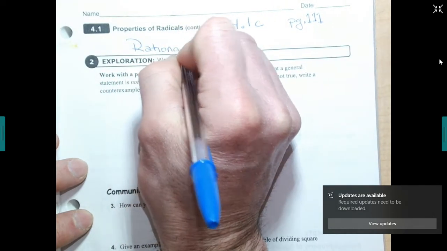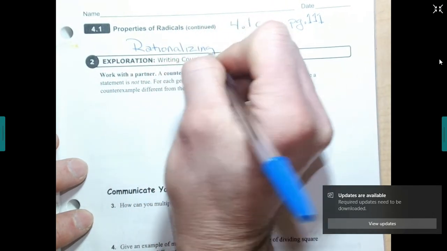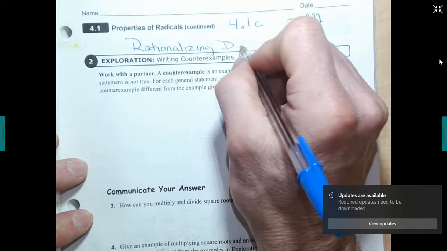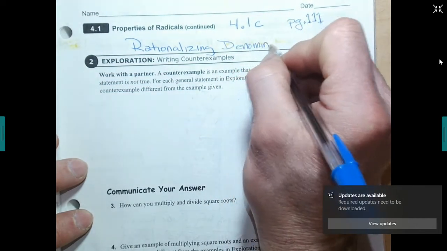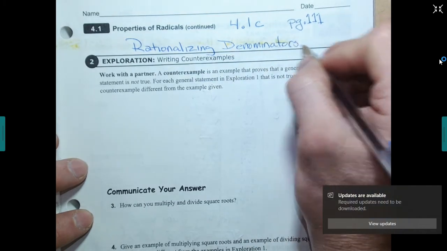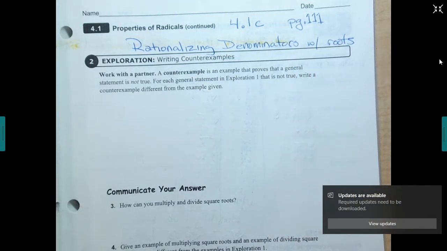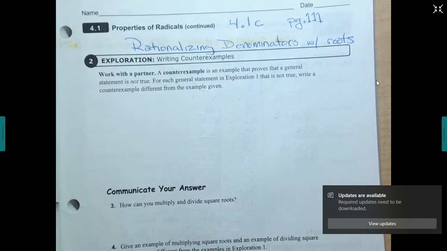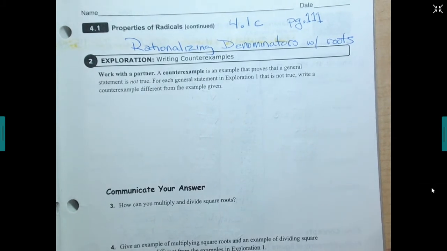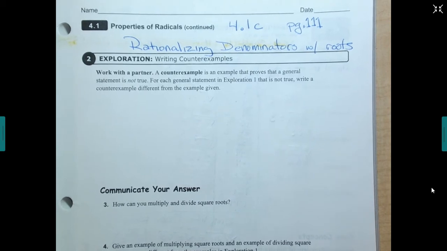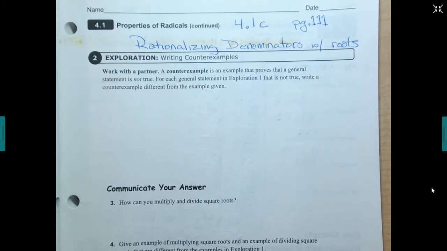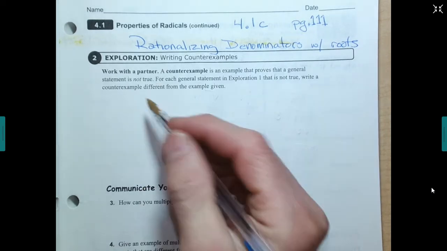Rationalizing denominators with roots. Rationalizing denominators with roots. All right, so what does that look like? Well, let's just do a quick review of what we do.